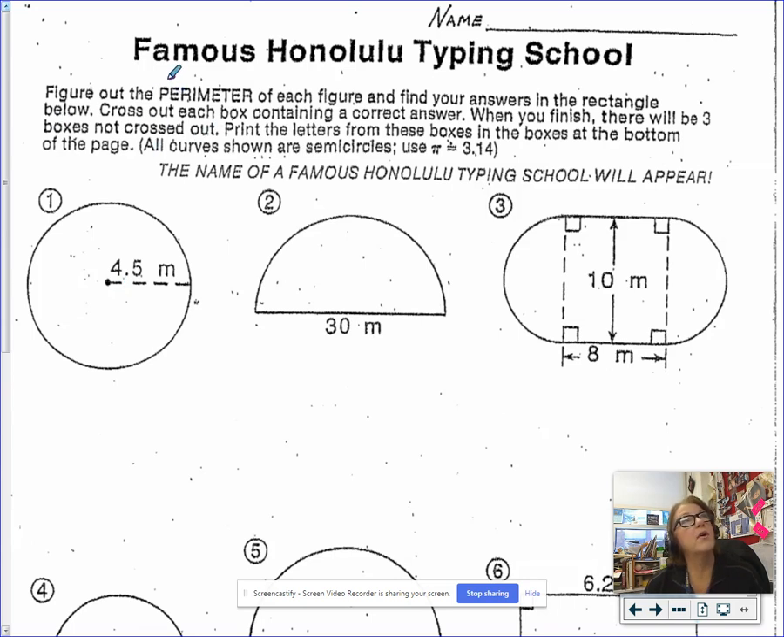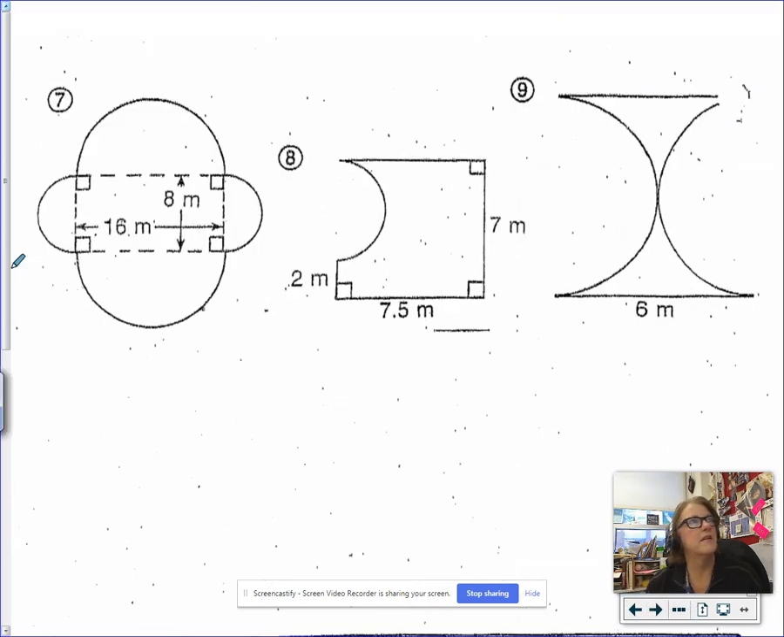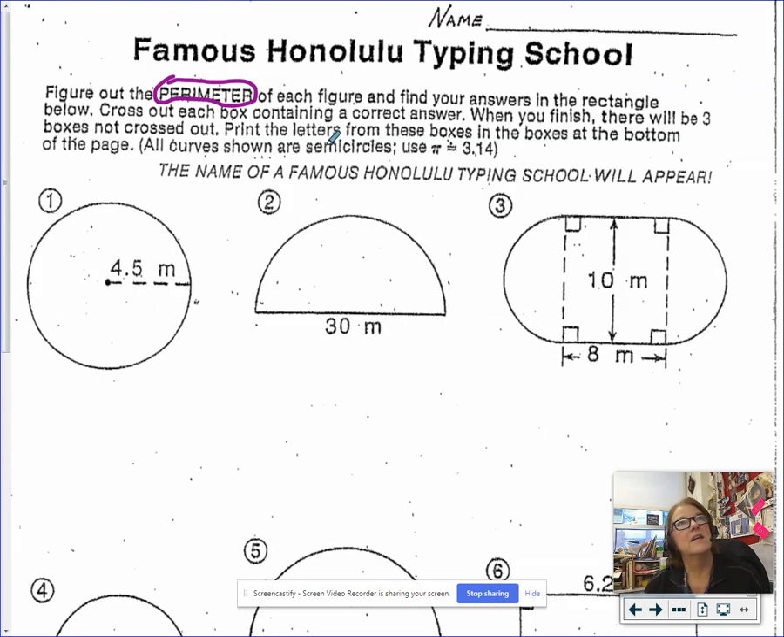It says figure out the perimeter of each figure and find your answers in the rectangle below. Well, actually, that ends up being on the next page down here, okay? So all of those are there. It says when you finish, cross out each box containing the correct answer. When you finish, there'll be 3 boxes left, which, when you print out the letters, will solve the pun or the riddle here. Use 3.14 for pi, and it says that all curves are semicircles, okay?